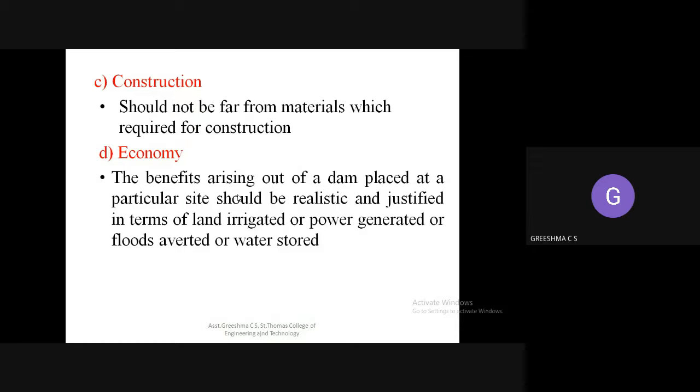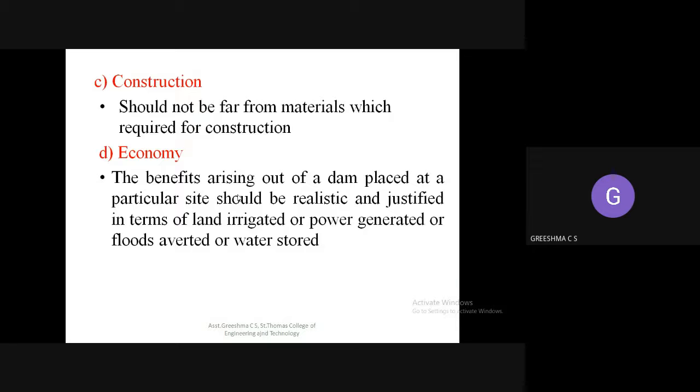RCC, PCC. In older times, people used to construct with surki. Idukki Dam and others were constructed with lime and surki. But nowadays we are not using lime or surki. For massive constructions we use concrete, M40 grade concrete, M30 grade concrete. So construction material is very important.